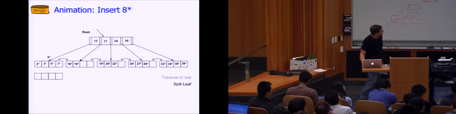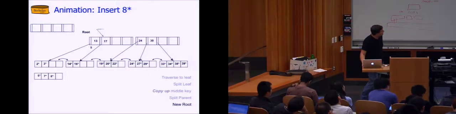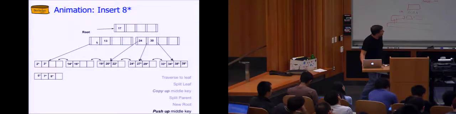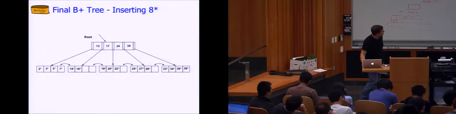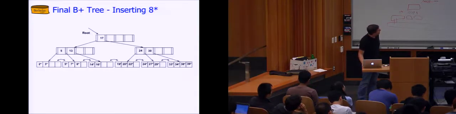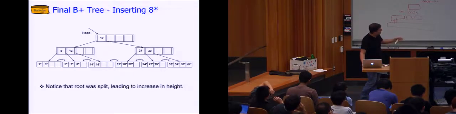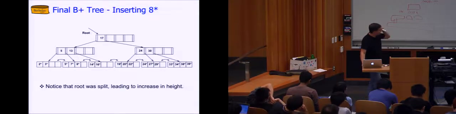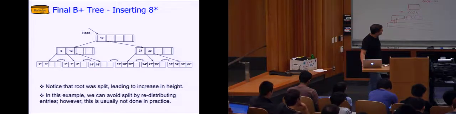Okay, so we went through all this. That's the basic idea of B tree insertion. Cool. All right. So that's what happens after we insert the 8. Okay. Right, we got a root split leading to increase in height. This is the same slide as before, just without the animation, I believe.